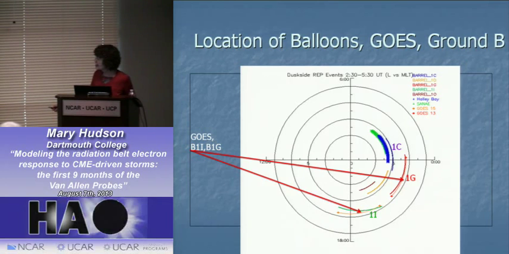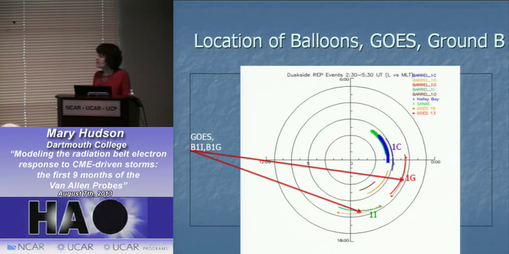And I'll show you on the next slide the precipitation that the balloons saw. So what we hope to be able to do is make some connection between flux changes that were seen at GOES and the precipitation that was seen at the balloons. What we really want to do is do that with the Van Allen probes, because they have the very high time resolution, energy resolution, pitch angle resolution.